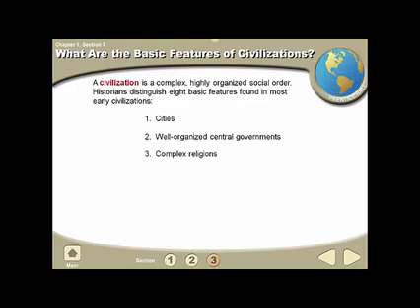Complex religions. Ancient peoples were polytheistic. Polytheistic, another vocab word, meaning they believed in many gods. All right, so they assigned gods to different things in nature. You know, the god of the wind, the god of the sun, the god of the night, the god of the crops, whatever it was, the god of the rivers. And each of these things they would worship, they would pray to, they would sometimes offer sacrifices to.